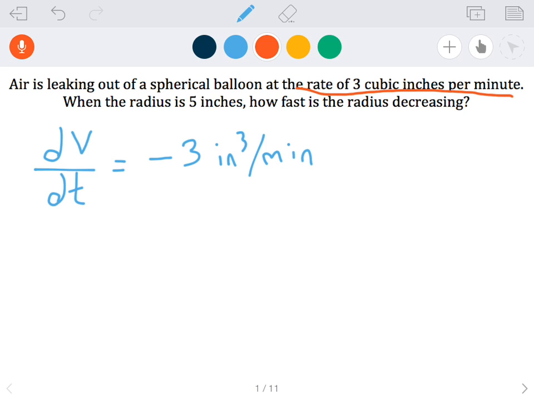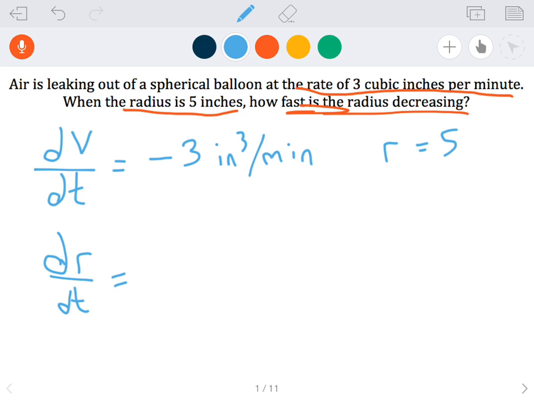When the radius is 5 inches, so when r is 5, how fast is the radius decreasing? How fast, that's a rate, is the radius decreasing? That tells me I'm looking for dr dt. Where r is my radius, and I want to know how fast is the radius decreasing. So I've identified all the numbers in my problem. I have identified what I'm looking for.